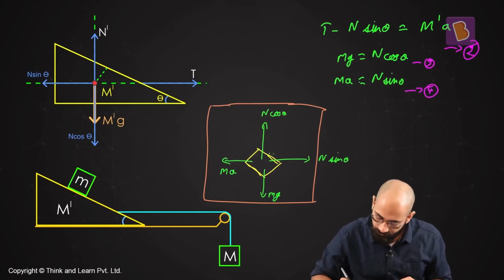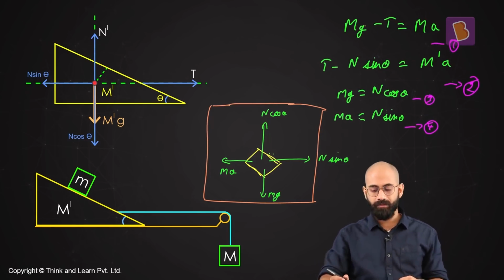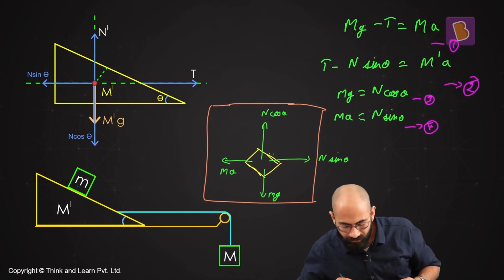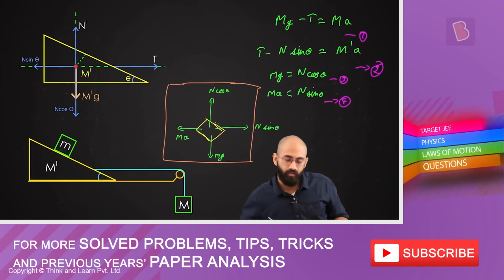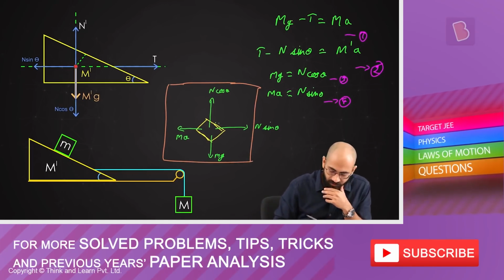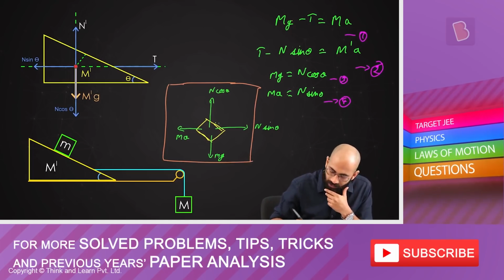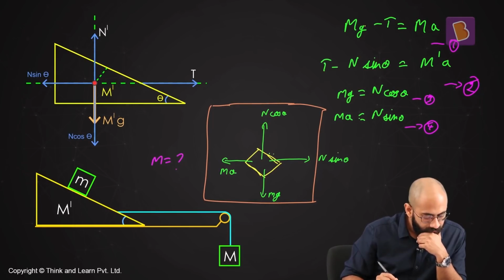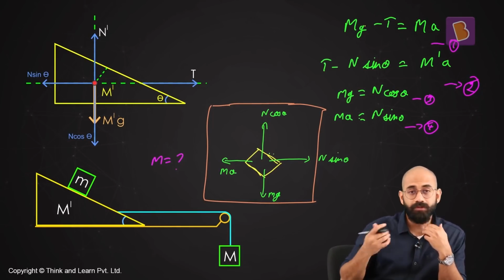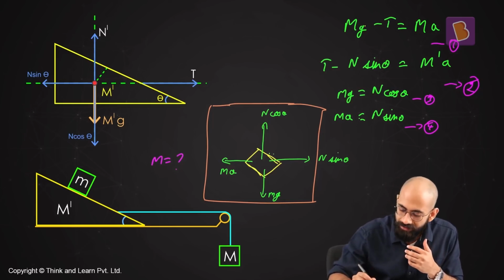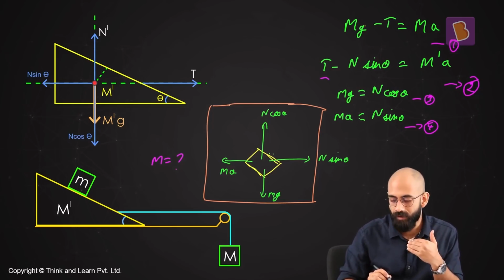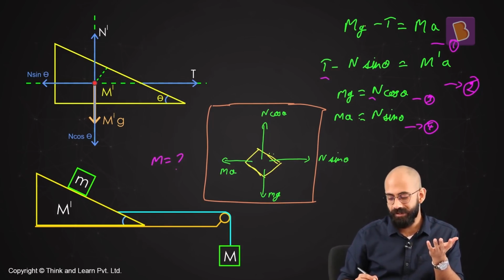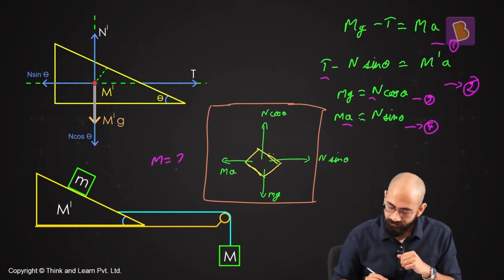Over here we have equation number 1, mg minus T equals ma. Over here we have equation number 2, then equation number 3, and equation number 4. And what we need to find is the value of capital M in terms of M dash, m, and theta, because those are the values. So what we need to remove is T, right? We need to substitute for the value of T, and we need to substitute N. But you realize that it should be easy to do, right? Oh, wait, we need to substitute for a also.